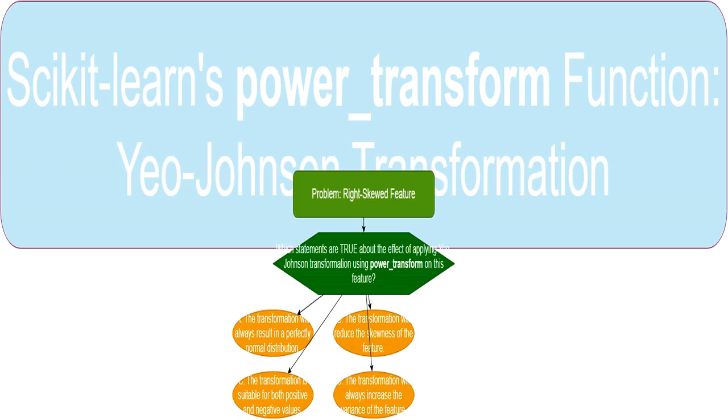This line introduces the scikit-learn library's _power_transform function and the specific transformation method we'll use, which is the Yo-Johnson transformation. Scikit-learn is a popular Python library for machine learning. The _power_transform function applies either a Box-Cox or Yo-Johnson transformation. Yo-Johnson is selected to handle the skewness. Let's use it to solve our problem.